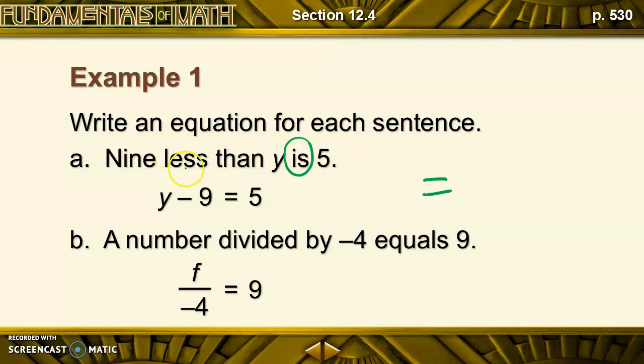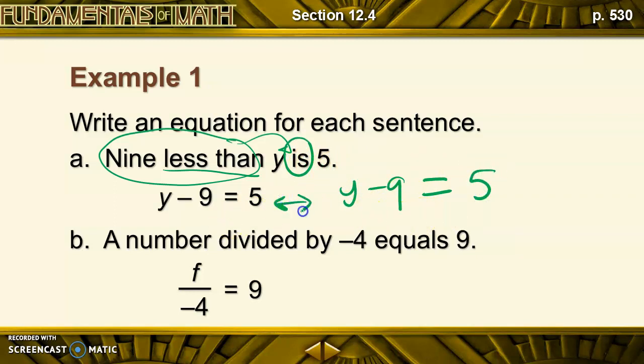So 9 less than y. Less than is one of those phrases that we should move to the back. So this should be y minus 9 is 5. All right, and we got the same thing that they did. Cool. What about this one?